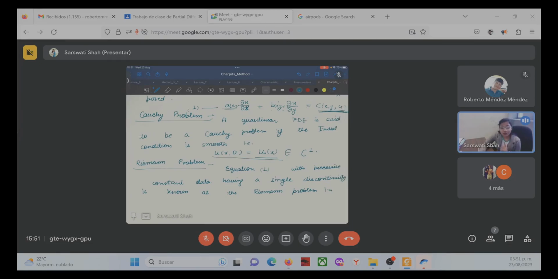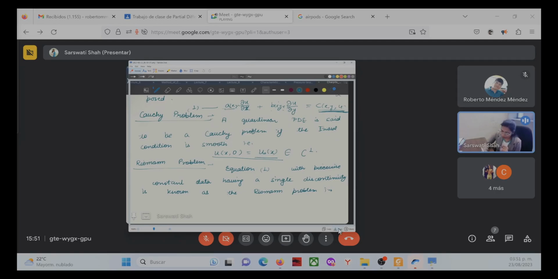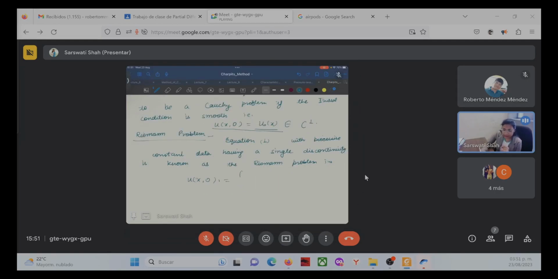Here, what was the initial data? It was smooth. It belongs to the class C1. However, in the Riemann problem, u(x, 0) is u minus, which is constant, for x less than 0, and u plus, which is constant, for x greater than 0. So it has a discontinuity at a single point. This is x and this is 0. It is constant for x less than 0 and for x greater than 0, but at x equals 0 there is a hole. So this is a Riemann problem.